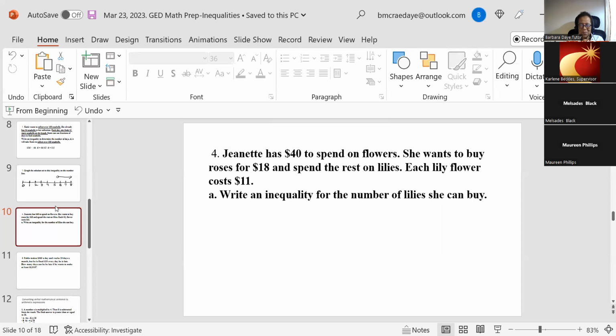Just 22. Okay, hold on. You want Mercedes, you have an answer? Tell me what to write. Each lily. Write the inequality for the number of lilies she can buy. She can buy only two lilies. If my mental math is right, she can only buy two lilies. You didn't tell me the inequality.